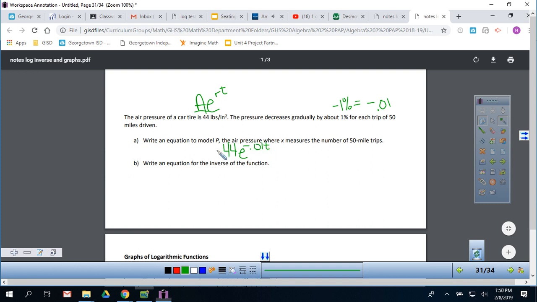And T is the number of trips. So this is our equation. So now let's find the inverse of that. So how do we find the inverse? Well, do I have an X or a Y? Incorrect. So can we make an X and a Y? Yes. So insert T, what letter am I going to put? X. And our equation equals Y. So now we have an X and Y. What's step one of our step-by-step process? Switch them.